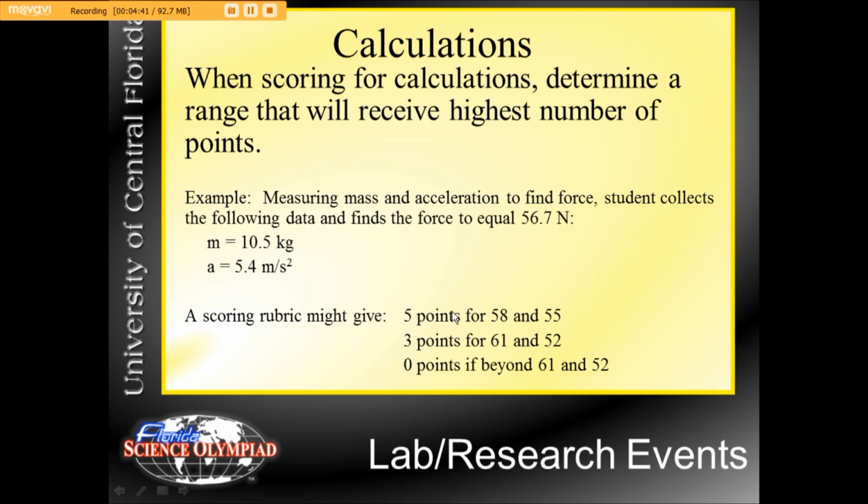So you want to create a rubric that accounts for error that's built into measurement. And you'd say, well, possibly in this case, if they're accurate, anywhere between 55 and 58 would receive full points, 5 points in this case. But if they were beyond 58, out to 61, or beyond 55, out to 52, maybe they only get 3 points. And if they're beyond 61 or 52, they get 0 points. So this accounts for measurement errors in these calculations. If you're doing a lab-based event, then you might use this tactic.